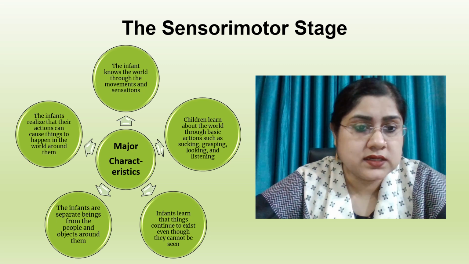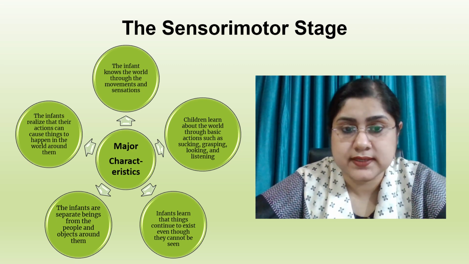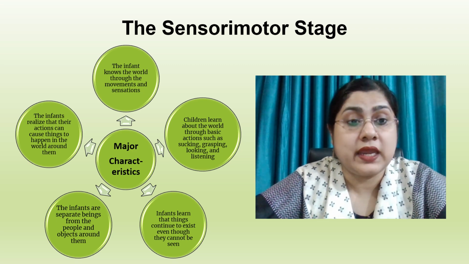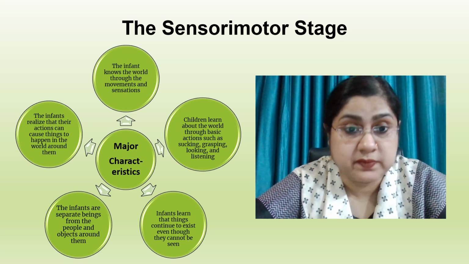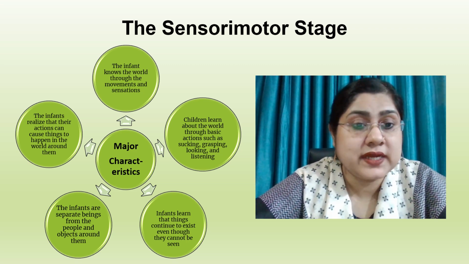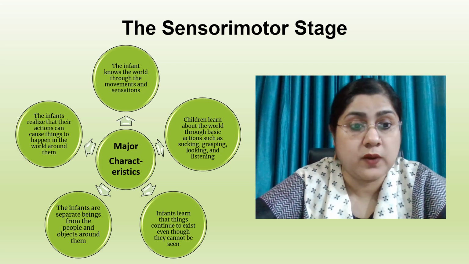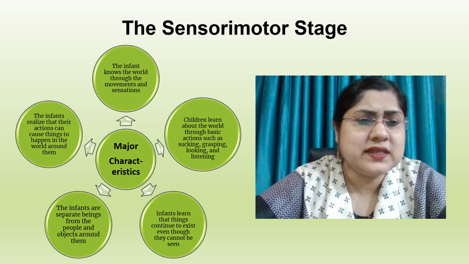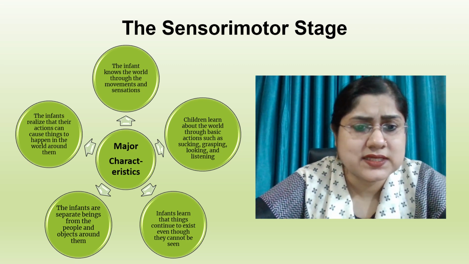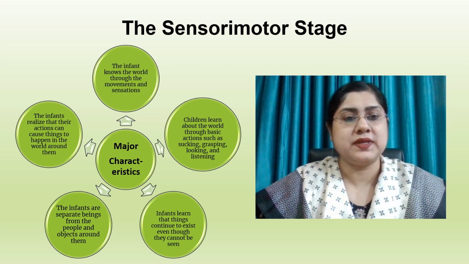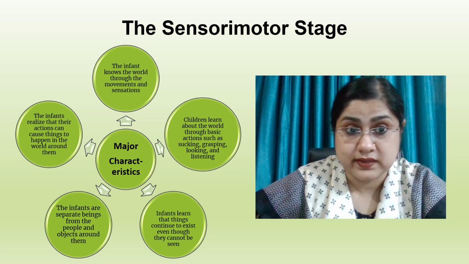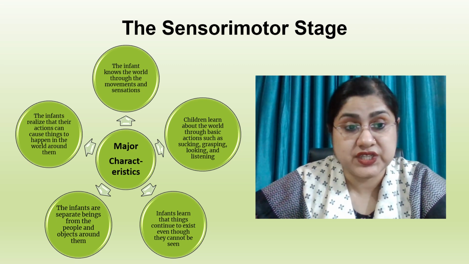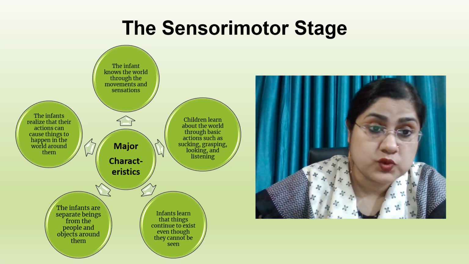Then infants learn that things continue to exist even though they cannot be seen. And this is called object permanence. They are separate beings from the people and objects around them. They realize that their actions can cause things to happen in the world around them. So these are a few of those characteristic features and developmental changes which can be seen in the sensory motor stage.